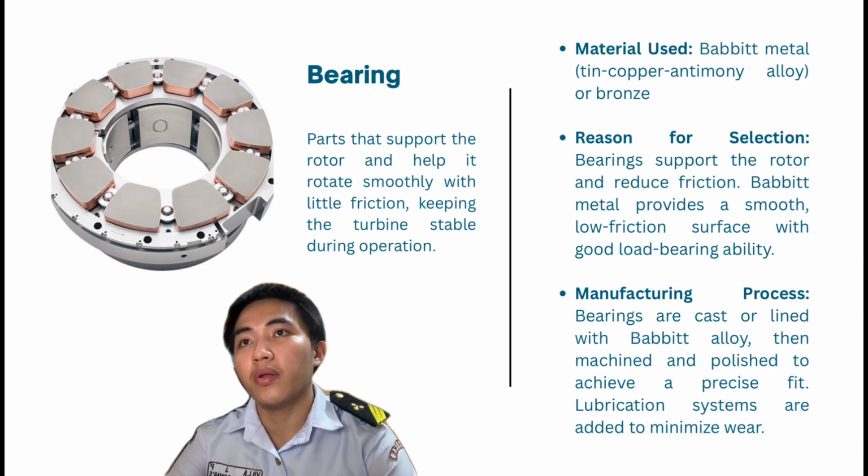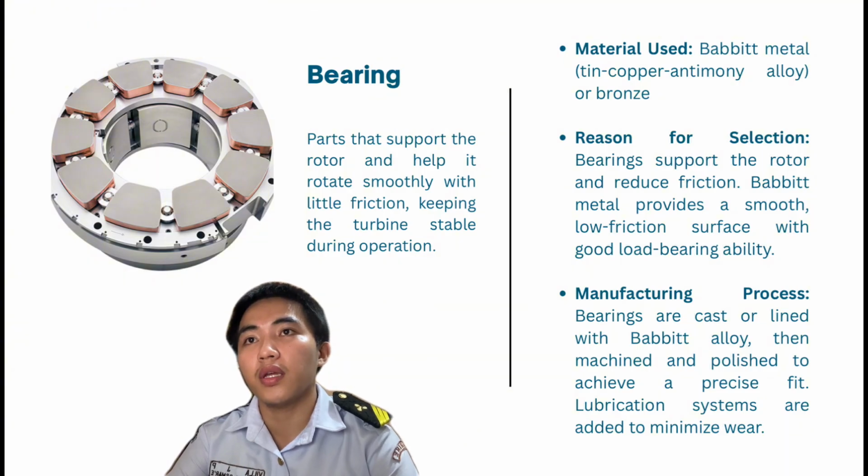So the bearings help the rotor spin smoothly with little friction. So they keep the turbine steady and prevent damage. So they are made from smooth metals like bronze or babbitt.